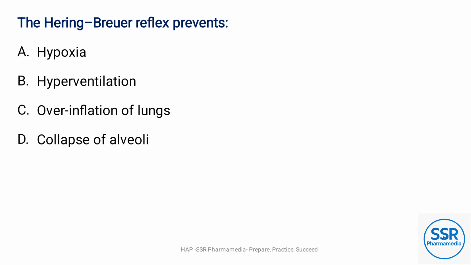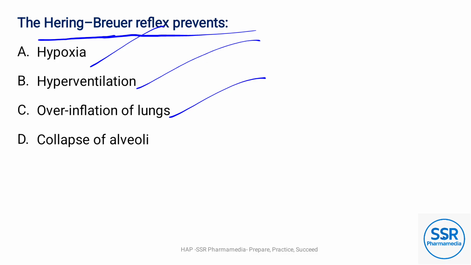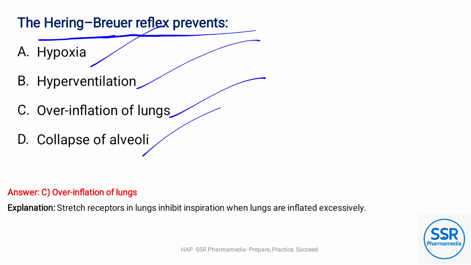Next, the Hering-Breuer reflex prevents: option A, hypoxia; option B, hyperventilation; option C, overinflation of lungs; option D, collapse of alveoli. So the answer is option C, overinflation of lungs. Stretch receptors in lungs inhibit inspiration when lungs are inflated excessively.